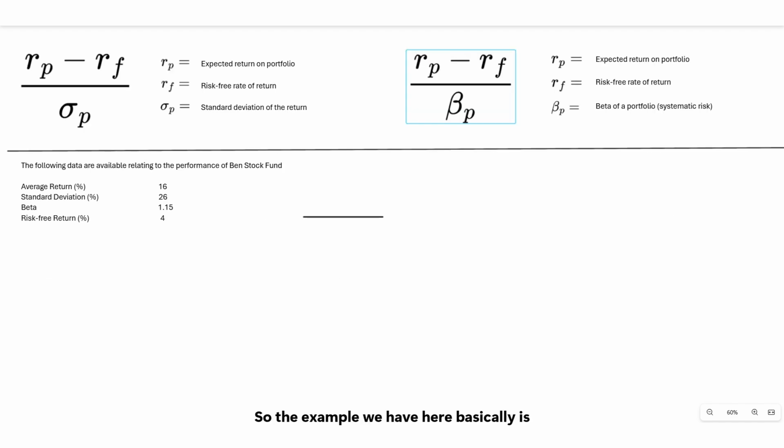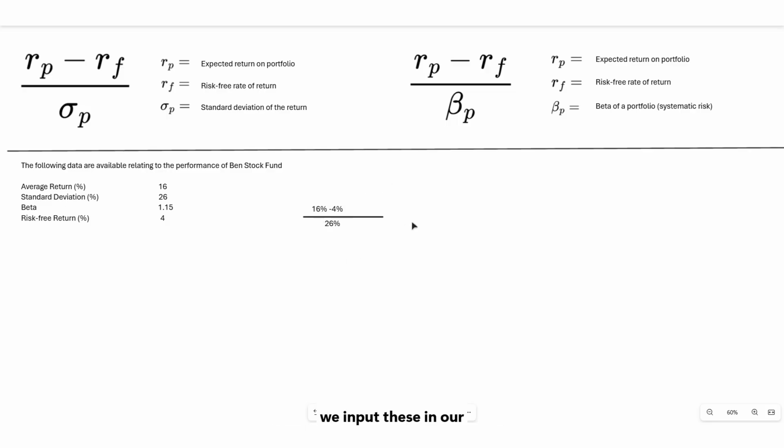The example is the following: data are available relating to the performance of Ben's stock fund. We have the average return, the standard deviation, the beta, and the risk-free return. According to the Sharpe ratio, the formula is the return of the portfolio, which is 16%, minus the risk-free rate, which is 4%, divided by the total risk measured by standard deviation, which is 26%.